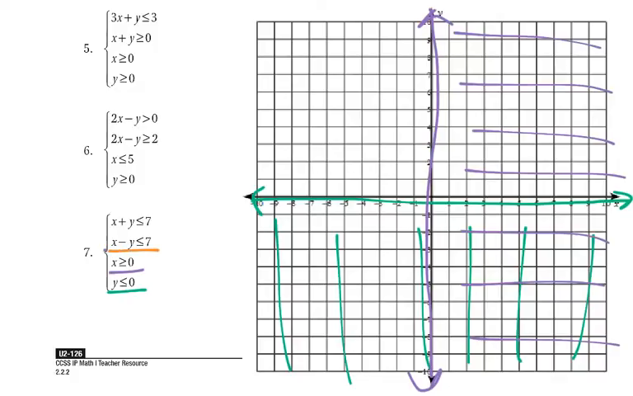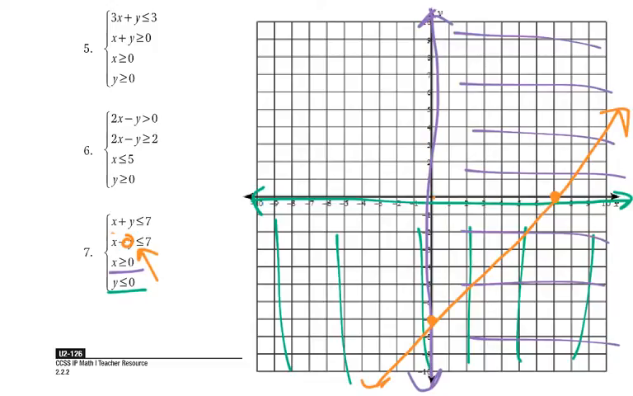So if we made x 0, we'd have a negative y, divide by negative 1, we get negative 7. So our y-intercept is down here at negative 7. Now, if we flip it and make the y 0, then we're left with x and 7. So positive 7 would be x. It's equal to, so we draw a solid line here.